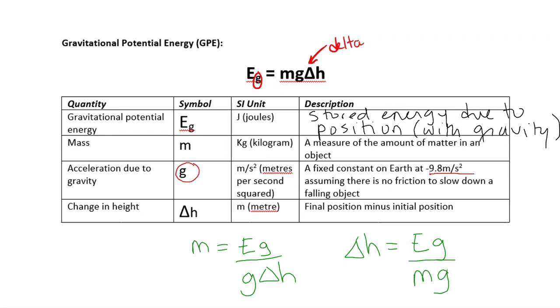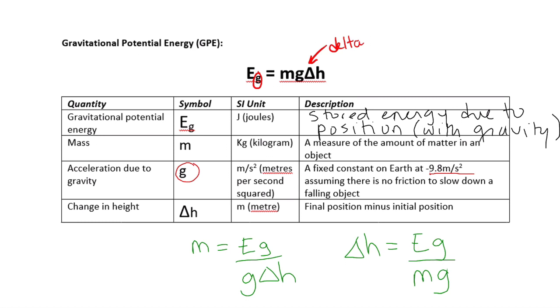Delta h is change in height, so this is how far an object is positionally going to fall. Delta again means change, so the height is measured in meters. So to get this, we're going to take the final position, which is just the final height, and subtract the initial position. So where it ended minus where it started. Always best with these sorts of questions to draw a diagram to help you visualize things.